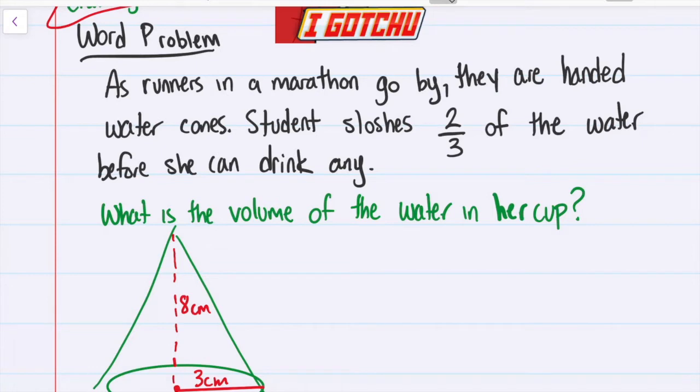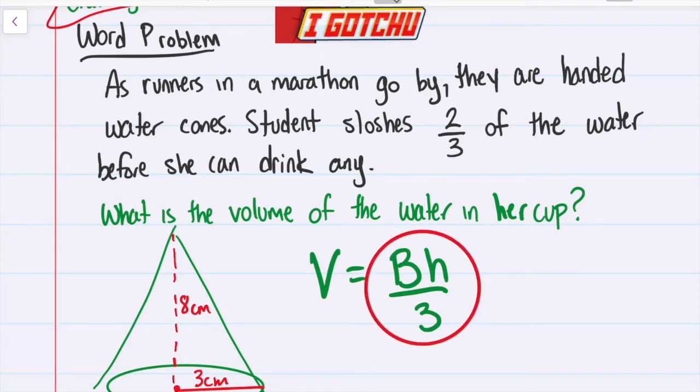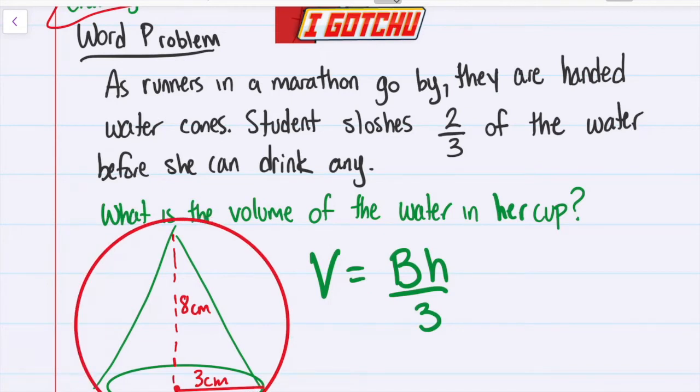First of all, let's get the formula for the volume of a cone. Volume equals capital B, the area of the base, times height, divided by 3. That's the original volume formula we need to use. However, you need to understand one thing: whatever answer we get is for the entire cone. But we don't want the entire volume of the cone, we just want the leftovers.